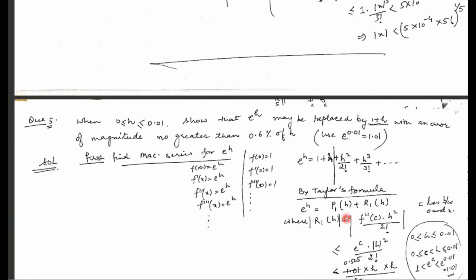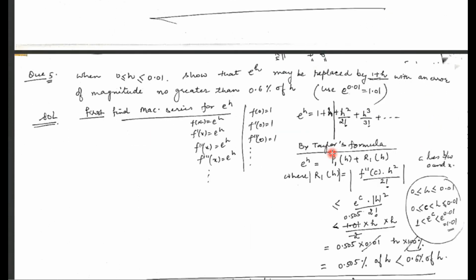In question number 5, h is given to us as lying between 0 and 0.01. We have to show that e to the power h may be replaced by 1 plus h with an error of magnitude not greater than 0.6% of h. In this question, we have to verify that. The h values are already given to us, and the error is given to us.